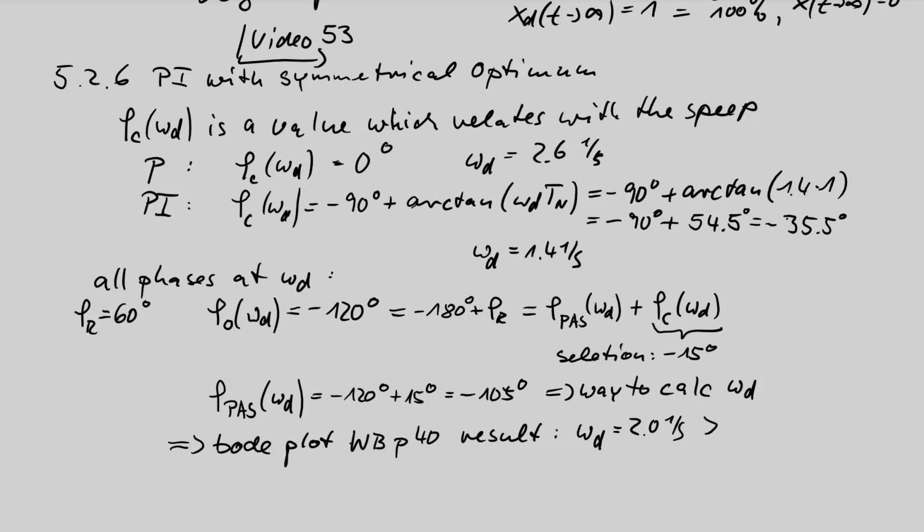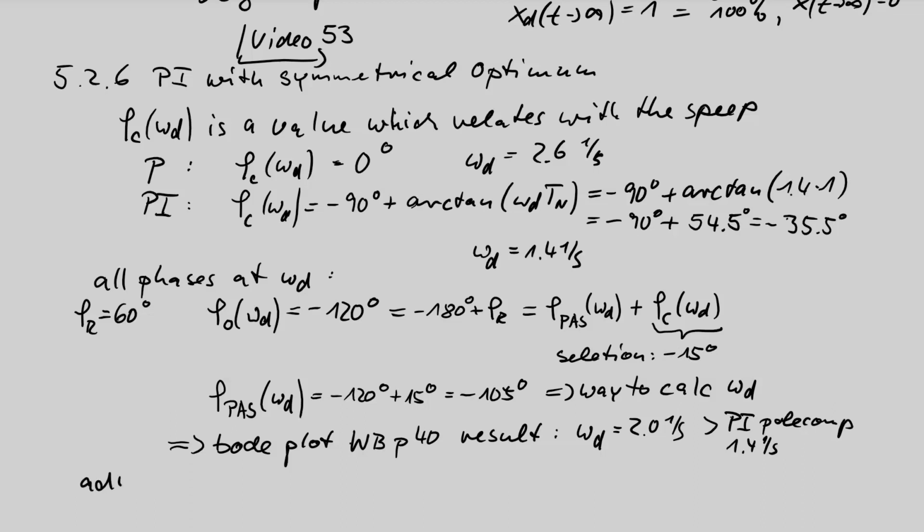larger than the PI value with pole compensation. This was 1.4 per second. Now you see we have an acceleration. We are 50%, nearly 50% faster if we reduce this phase value of the controller at omega d. This is the selection. The result is good.